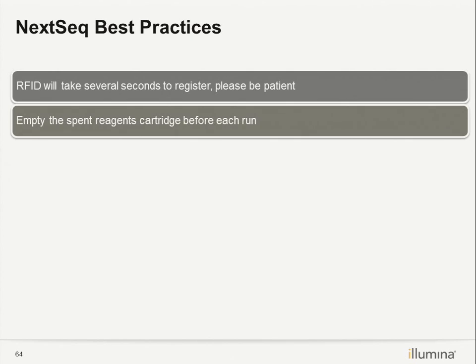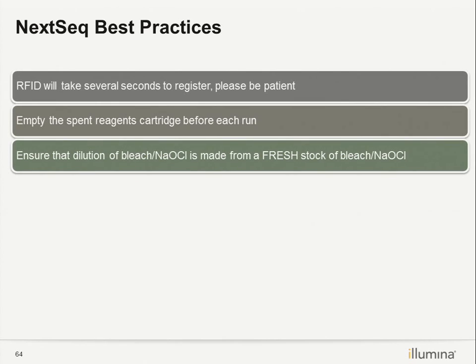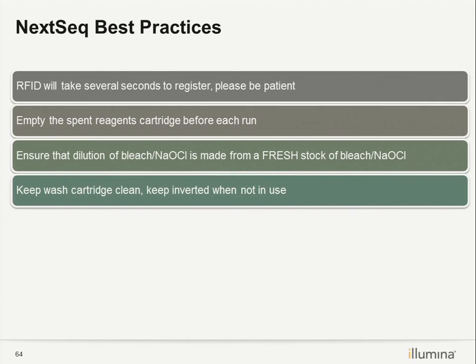I guess for the high output 30 cycles run, the spent tray is not possible to retain more than 1 ounce of reagents. So please empty that before every run, and the software will guide you through to empty reagents as well. Okay. And ensure the bleach is freshly prepared, and keep the wash tray clean after use.